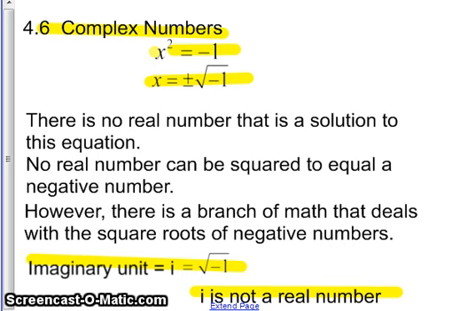If it's a negative times a negative, it's a positive. If it's a positive times a positive, it's a positive. So this is not real, okay? However, there's a whole branch of mathematics that deals with those types of numbers. They're not real numbers. They're called complex numbers, and they deal with the imaginary unit. The imaginary unit is the square root of negative 1.